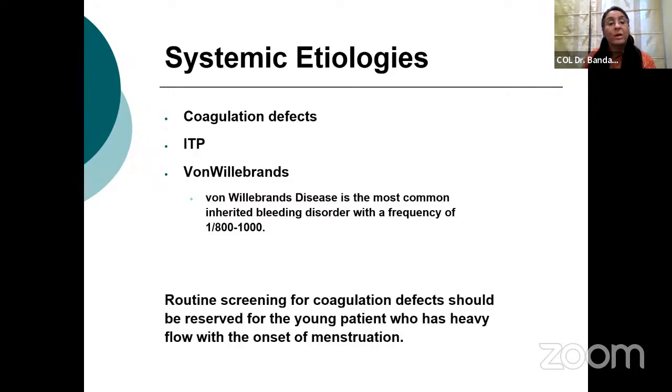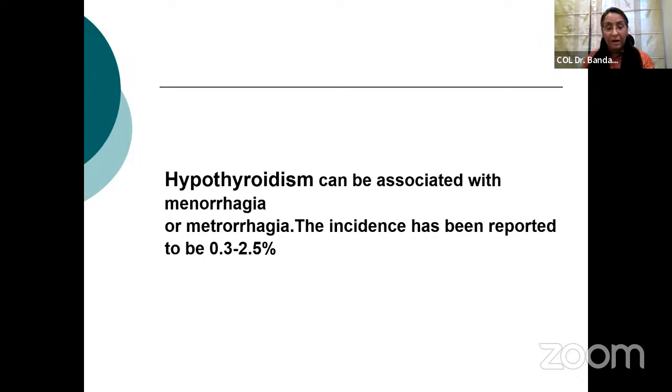So when we talk of systemic etiologies, wherever the coagulopathies are there, we need a routine screening for coagulation defects. And this should be reserved for young patients who have heavy bleeding with onset of menstruation. I'm putting all these inputs in so that the mind starts thinking of these things. Second is hypothyroidism. Hypothyroidism is also associated with menorrhagia or metrorrhagia. So if there is no other underlying pathology which is found, one has to evaluate for coagulopathies, for von Willebrand's factor deficiencies, and for hypothyroidism also.